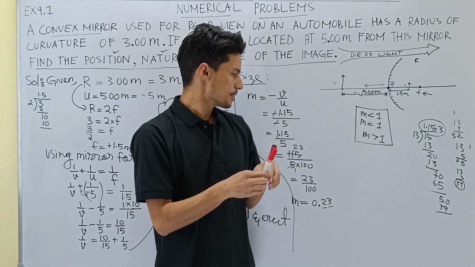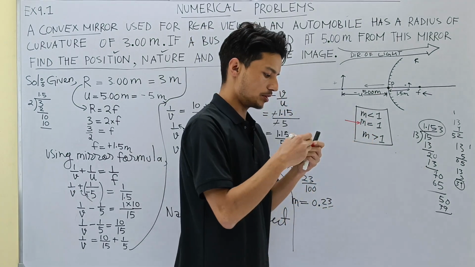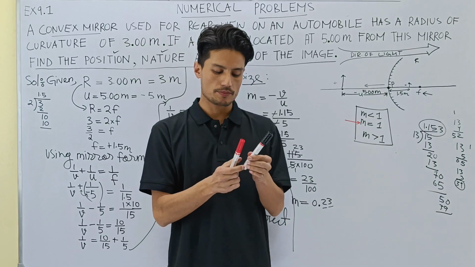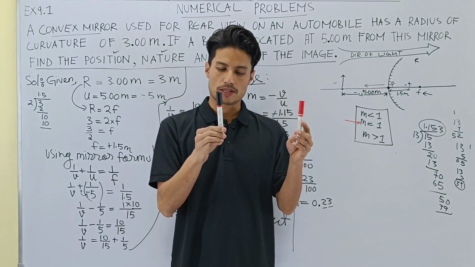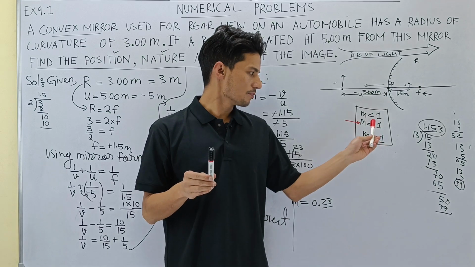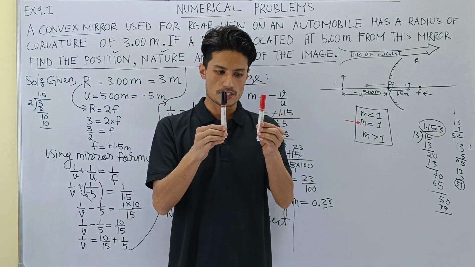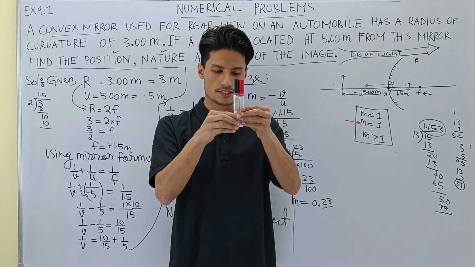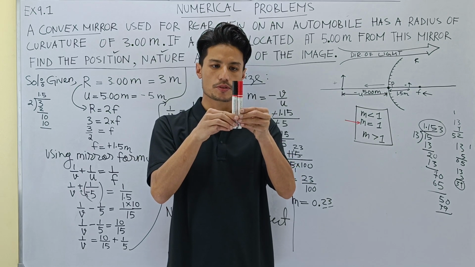So if m is equal to 1, we are discussing this one. Let the black one be the object and let the red one be the image. If magnification is equal to 1, that means the size of the object is equal to the size of the image. That means this is the case. See, they are of the same height. This is when m is equal to 1.